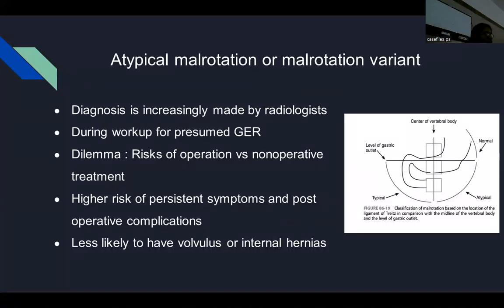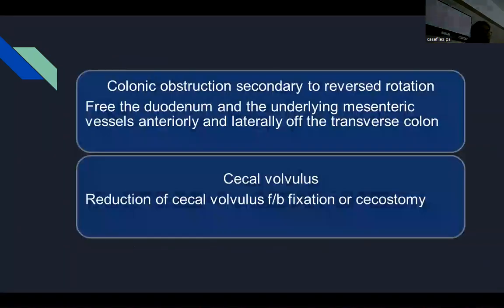The risk of operating is that the patients presenting with recurrent abdominal pain and vomiting can have even higher symptoms after surgery, and the morbidity of surgery and postoperative complications are much higher when compared to patients with typical malrotation. Also, these patients are less likely to have volvulus or internal hernias in the future. So the surgery has to be discussed with the family, and only if the parents want surgery should it be planned. Otherwise, surgery can be avoided in these patients.